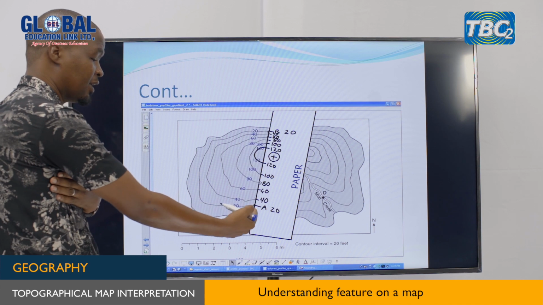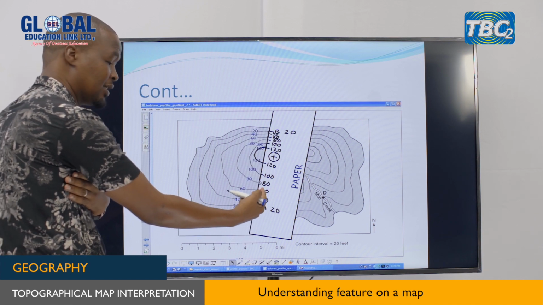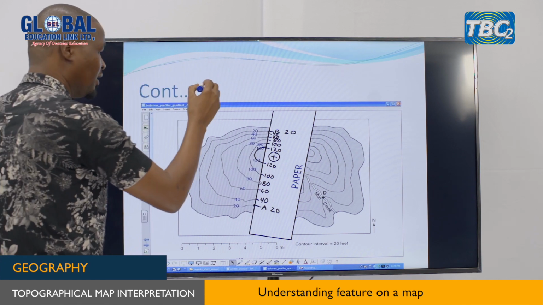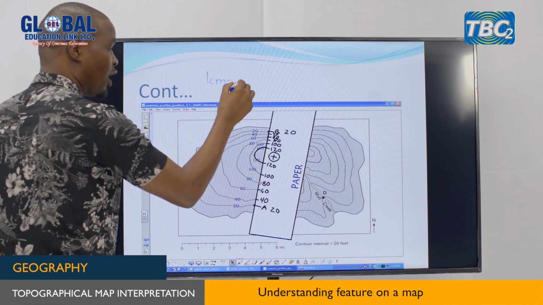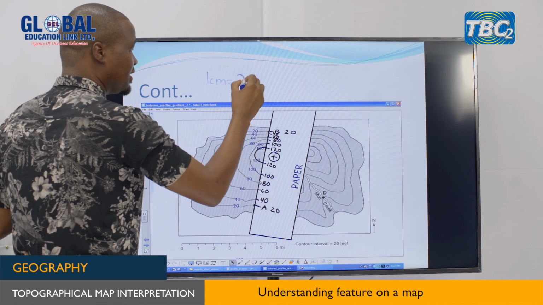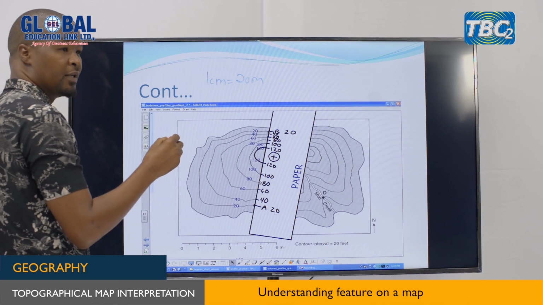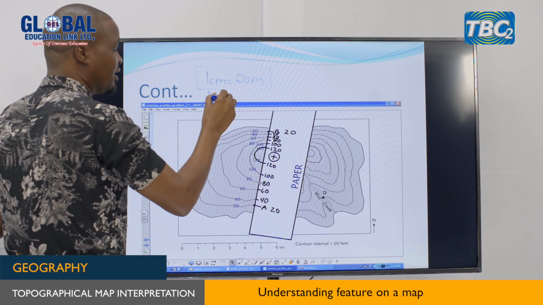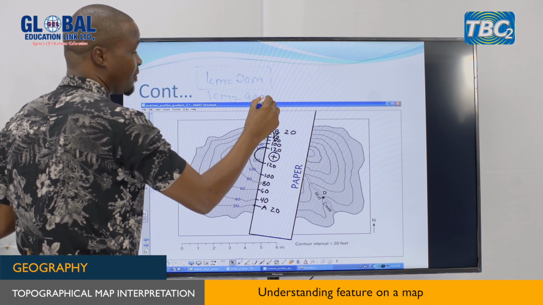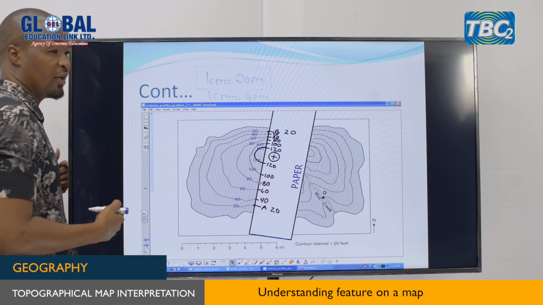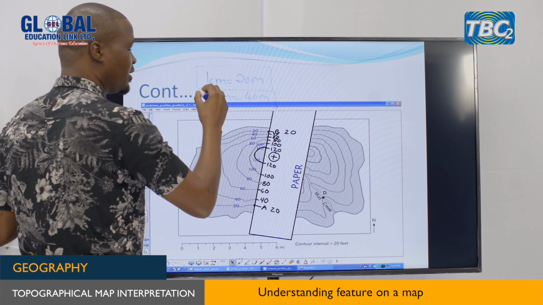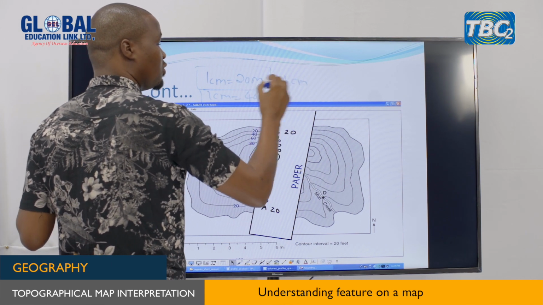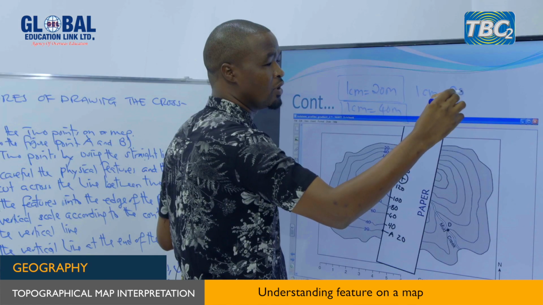For instance, in my diagram here, I have 20, 40, 60, 80. So how am I going to find my vertical scale? I may say, let's say, I will use 1 centimeter to represent 20 meters. This will be my vertical scale. Or someone may use 1 centimeter representing 40 meters. This is my vertical scale. So you may change it and put it into a ratio. You can say 1 centimeter right here represents 20 meters.